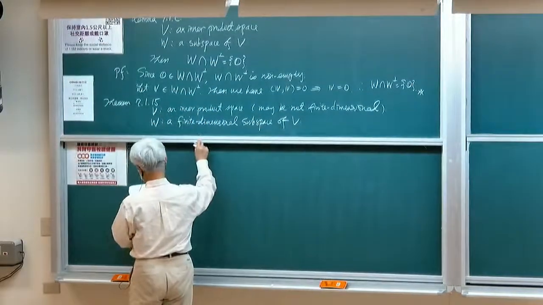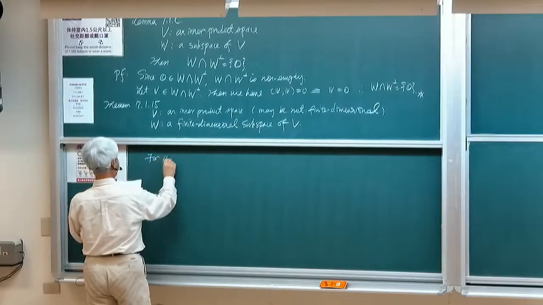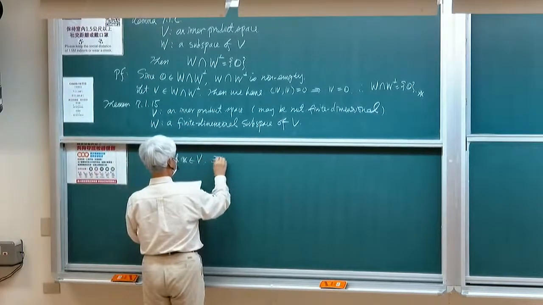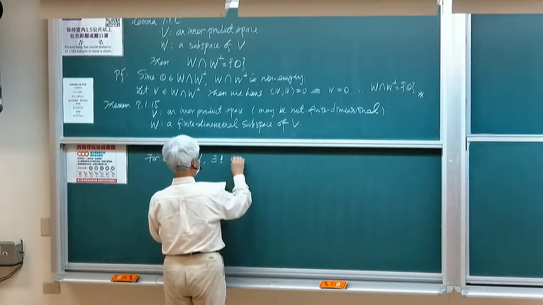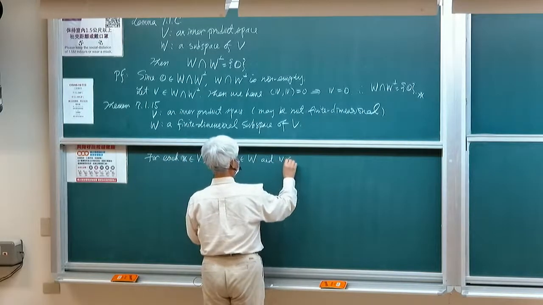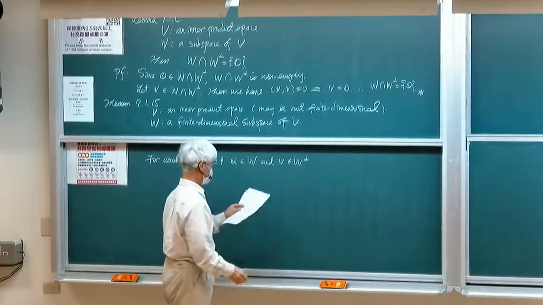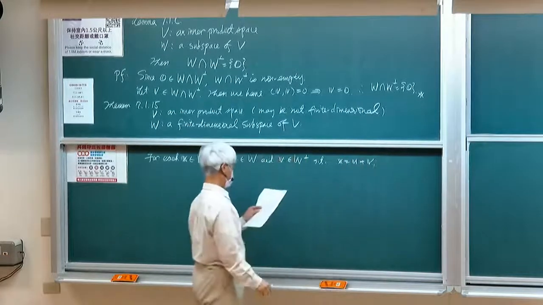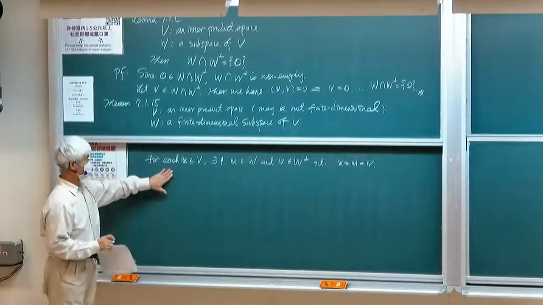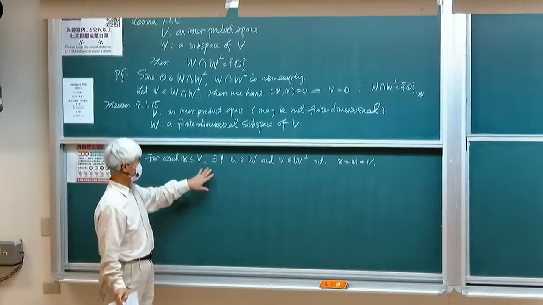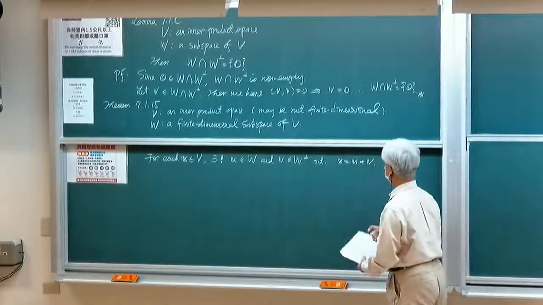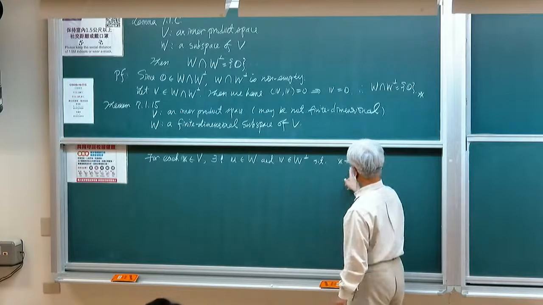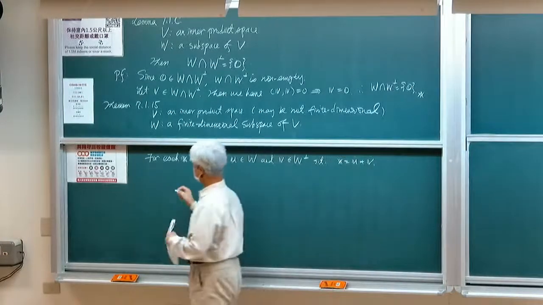All right, so now for each vector x in the inner product space V, there exists a unique U in W and V in the orthogonal complement of W, such that x is equal to U plus V. So every vector in the inner product space can be expressed as the sum of an element U in W and a vector V in the orthogonal complement of W. And this expression is unique.